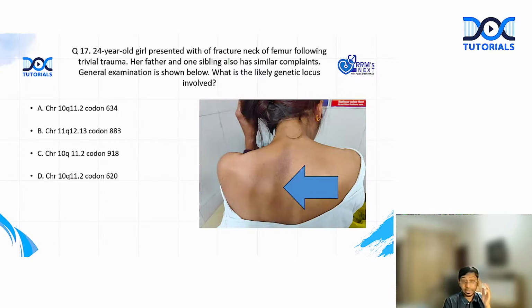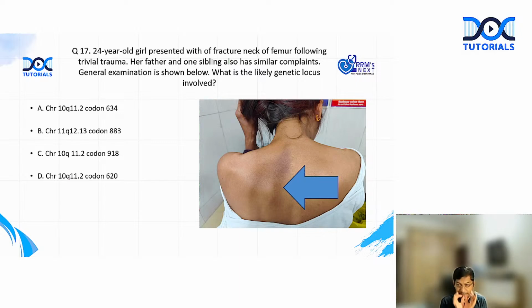Okay, let's look at this question here. A 24-year-old girl with fracture of the neck of femur following trivial trauma. Her father and one sibling also had similar complaints. General examination is shown below. What is the likely genetic locus involved? You have to pay careful attention to this clinical picture. You can see there is a hyperpigmented patch in between the scapulae. So the interscapular region has this hyperpigmented patch here. So they are asking what is the likely genetic locus involved here.